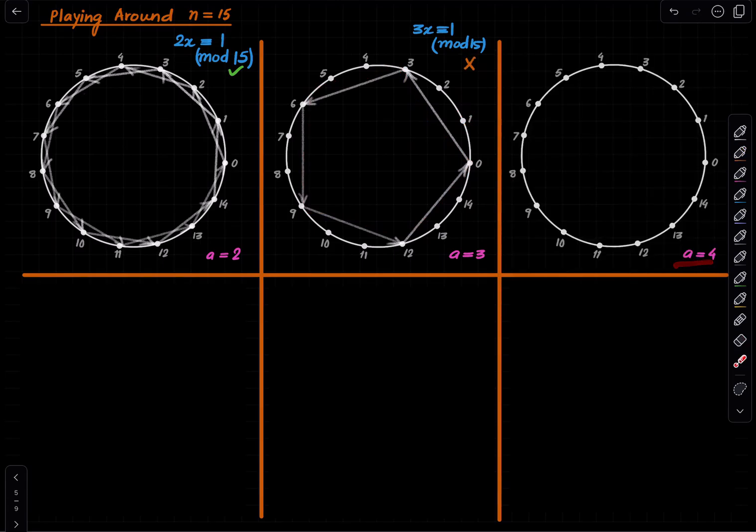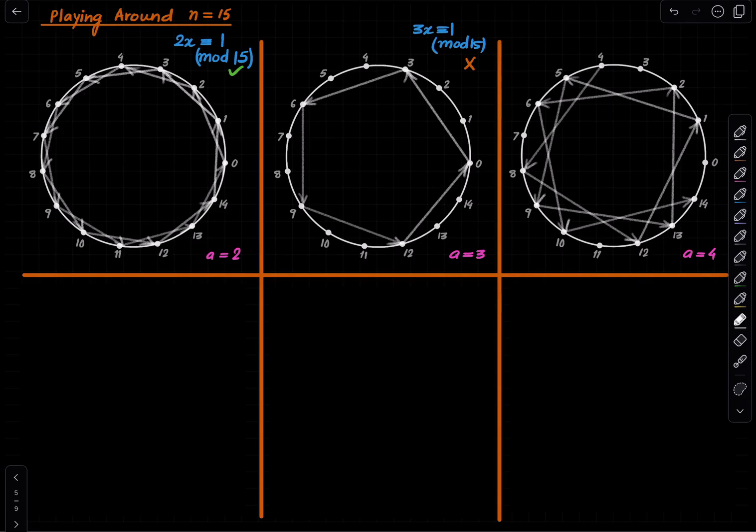A equals 4. Start at 4, keep adding 4. 12 plus 4 is 16, which is same as 1 modulo 15. 17 is same as 2. 14 plus 4 is 18, which is same as 3 modulo 15. And we see that we did reach 1 at some point, so the congruence does have a solution.